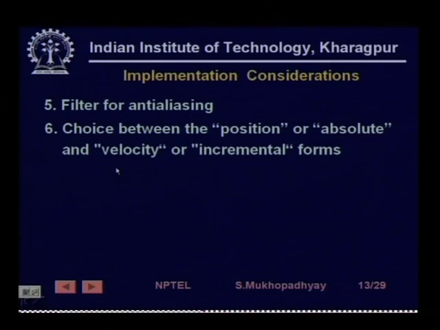Similarly, we also need to decide whether we are going to realize the PID algorithm in the position or absolute form, or in the velocity or incremental form. There are certain advantages with respect to auto-manual transfer. There are certain actuators which will take incremental outputs. So, that needs to be decided.